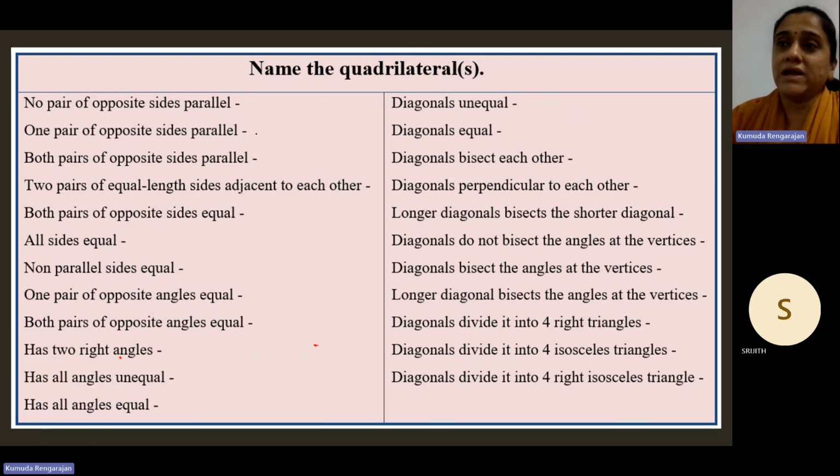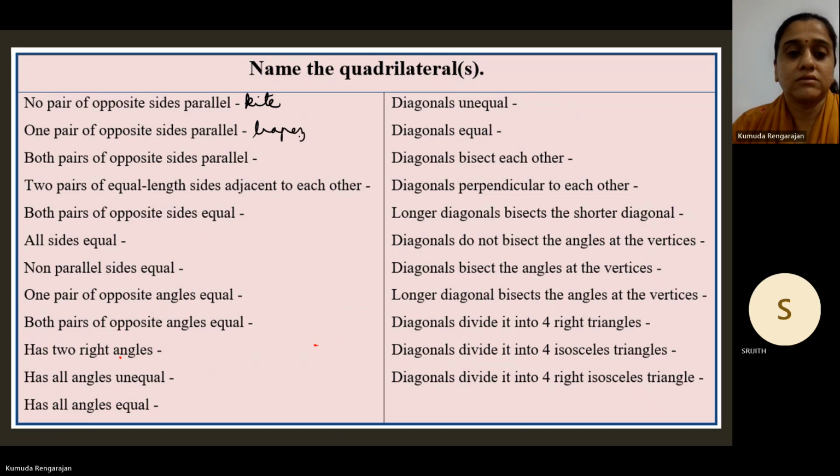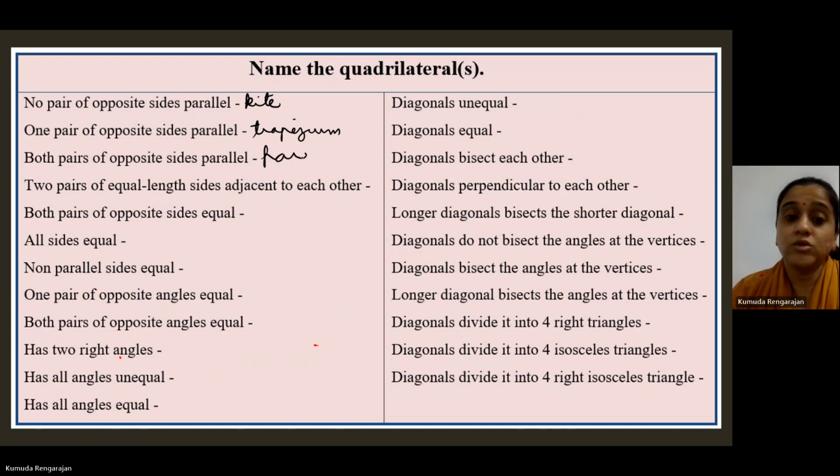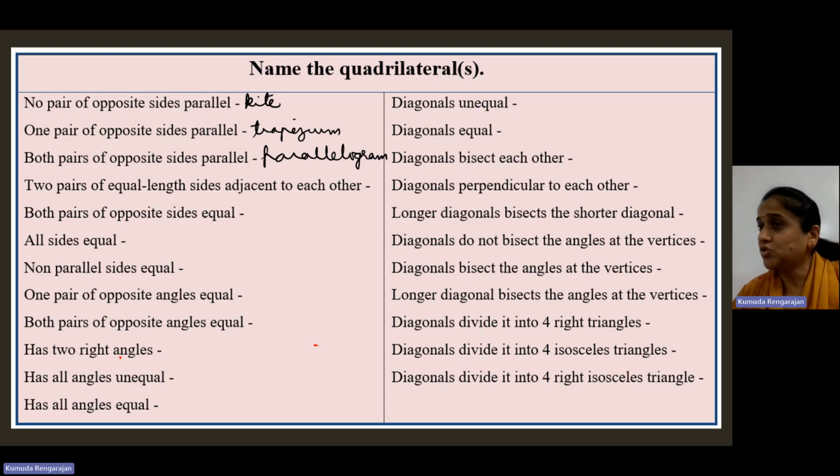No pair of opposite sides parallel. Right. One pair of opposite sides parallel. Both pairs of opposite sides parallel: parallelogram. See, that's the only property you know. You must understand like that. Both the pairs of opposite sides are parallel, that's all you know. Then it's a parallelogram.